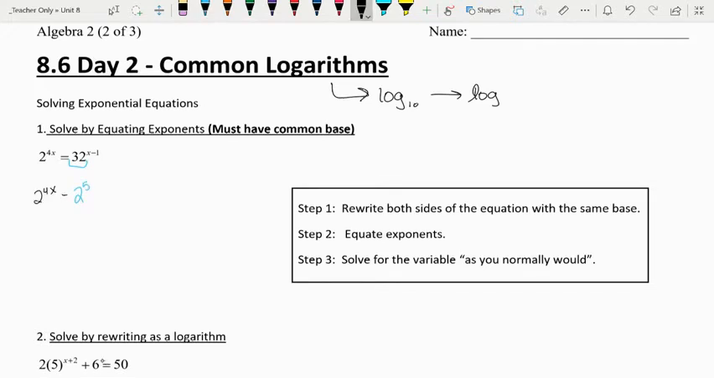So once they have the same base, you are actually able to drop the base and then solve, right? Don't forget to distribute. So we have 4x equals 5x minus 1. So negative x equals negative 1, which means x equals positive 1. The steps are off to the right. Rewrite both sides with the same base. Equate the exponents, aka drop the base. And then solve as we normally would.